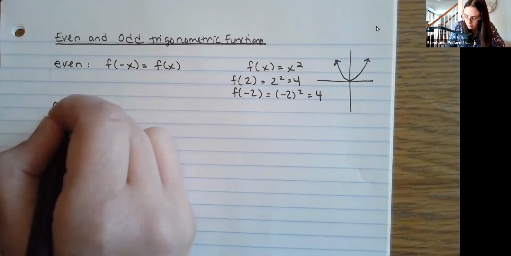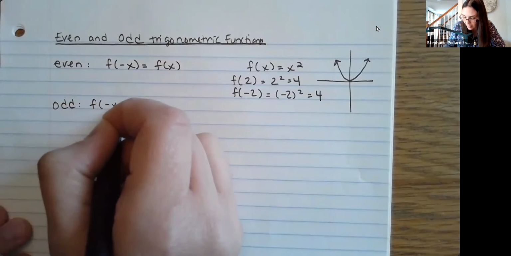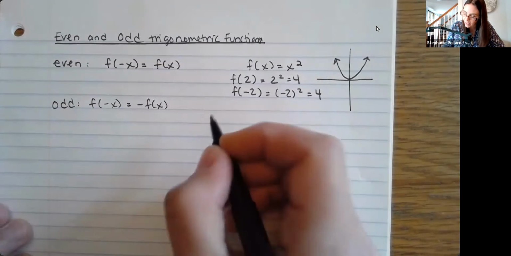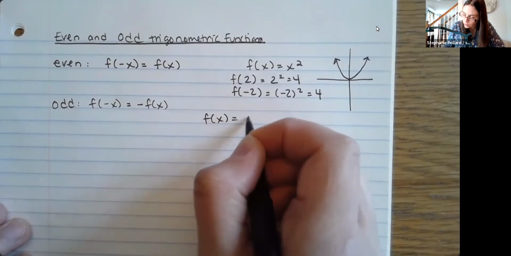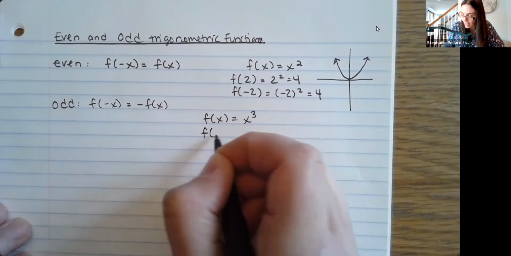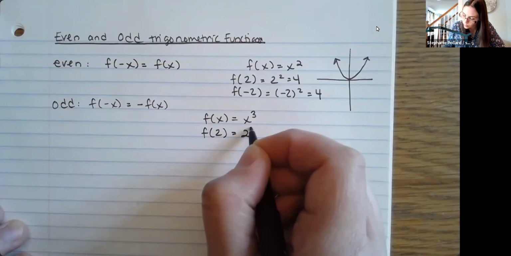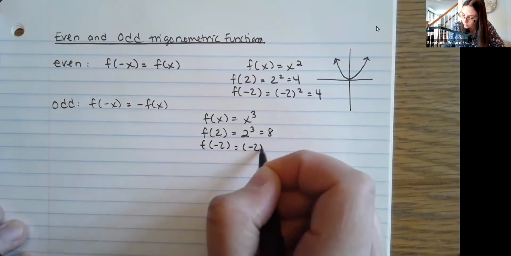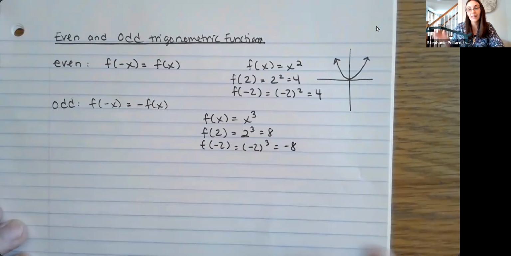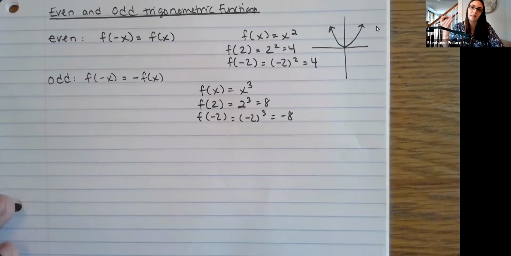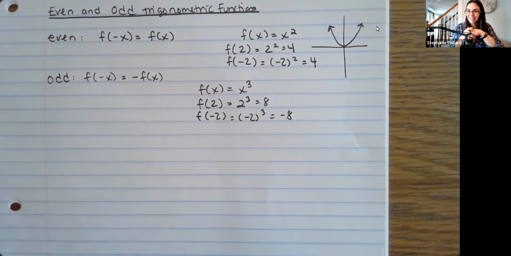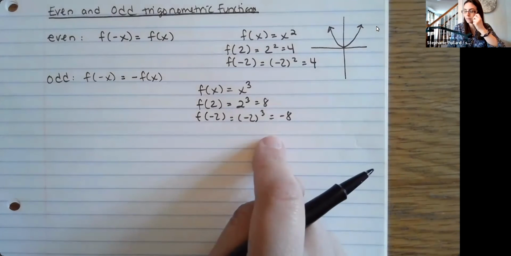Something is odd if when you plug in a negative of it, you get the negative output out instead. And again, a classic example is x cubed. For instance, if I put in f of 2, 2 cubed is 8. And if I put in f of -2, -2 cubed is -8. So notice that the number is the same, but the output switched from positive to negative. So again, you have very similar outputs, but the sign changes. So if it was positive, it goes to negative, or if it was negative, it goes to positive.